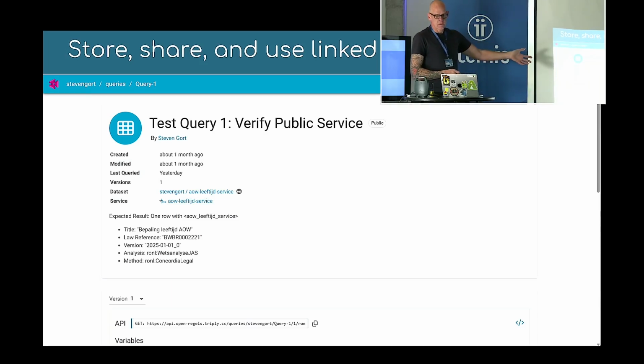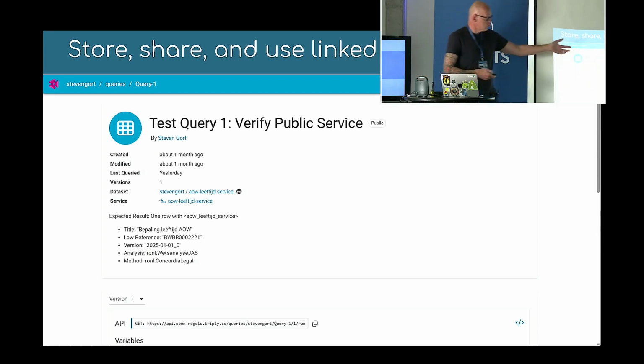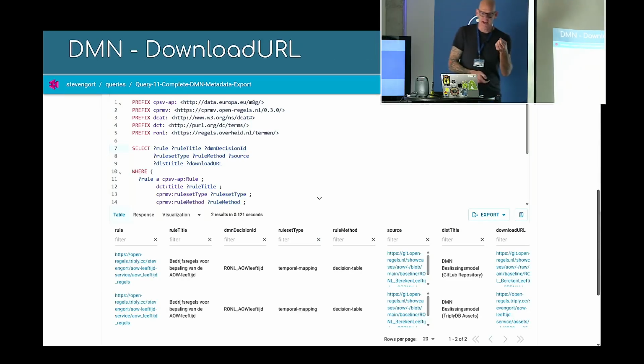And I can define predefined queries. So there's already a query to basically find what public service is there. Well, basically there's a public service, AOW leeftijd, pension age. But I need the DMN for that. But that's also available in a public endpoint. But here, this is the Triply DB. Here is the DMN with the download URL that comes directly from the Triply database. And this can best be compared with, let's say, the latest tagged image you pull from Docker Hub.